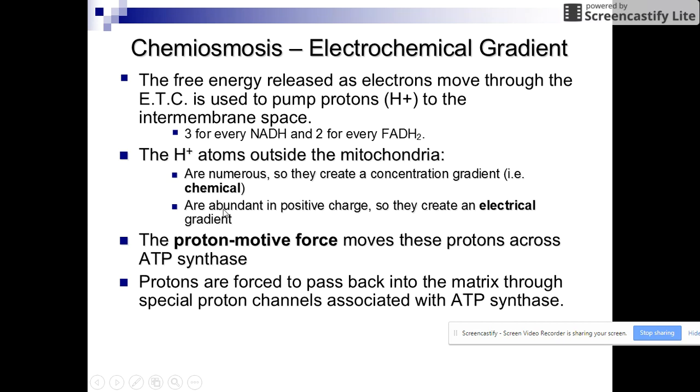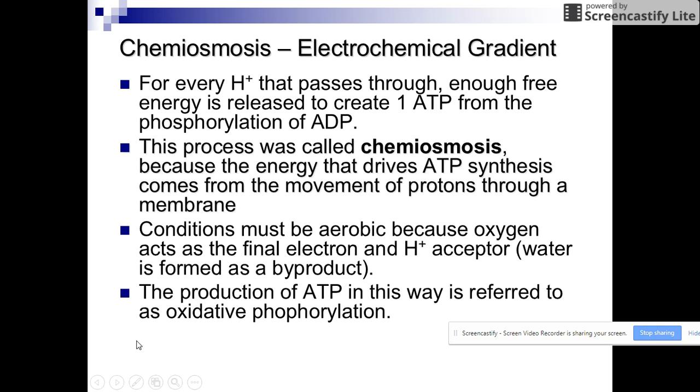So now you have this gradient, right? You have a lot of protons outside, and it has a positive charge. So you have an electrochemical gradient, and that creates this proton motive force that moves the protons across ATP synthase. They're forced back into the matrix through the ATP synthase, and that process is called chemiosmosis. So there's the ratio I was talking about. Every proton that passes back through the ATP synthase gives enough energy to create 1 ATP. This process is called chemiosmosis.